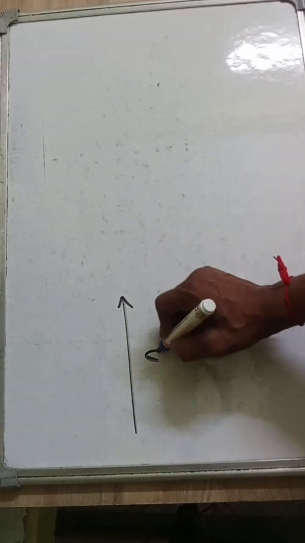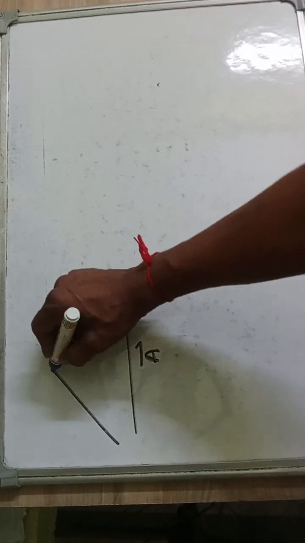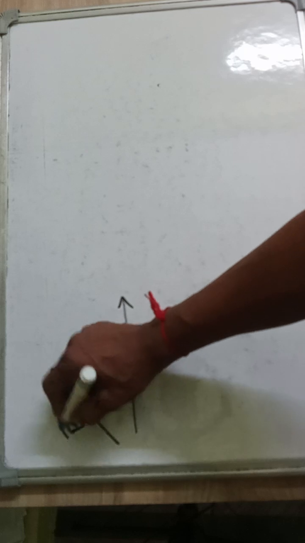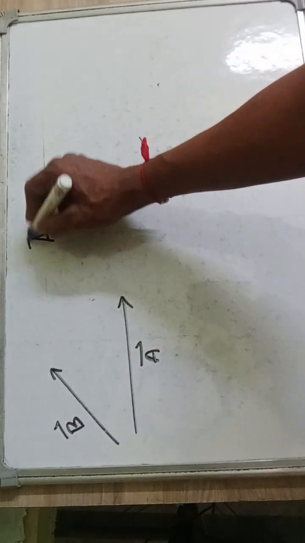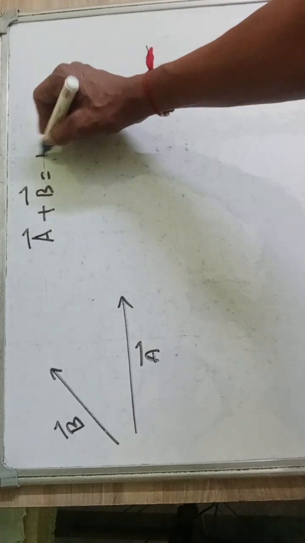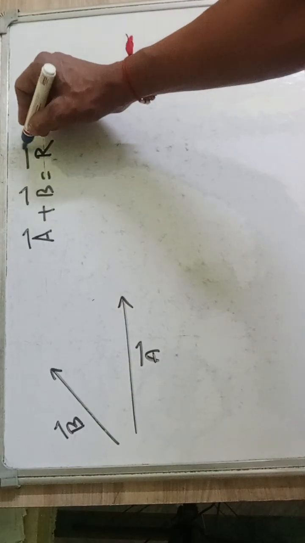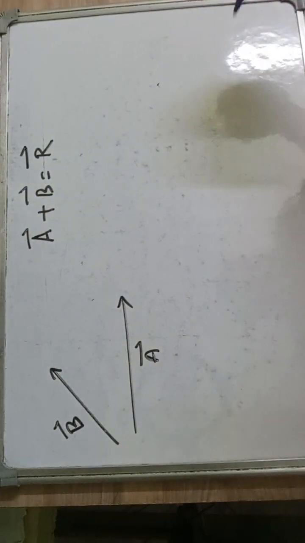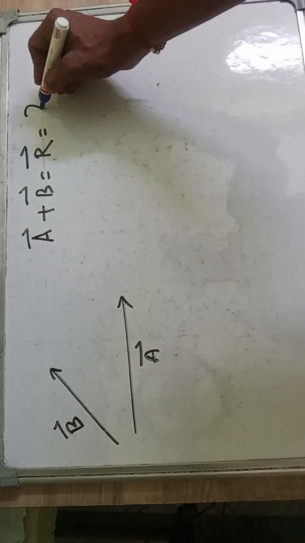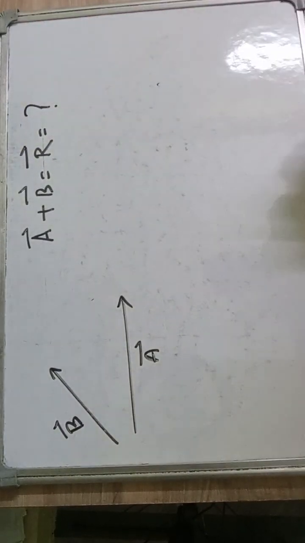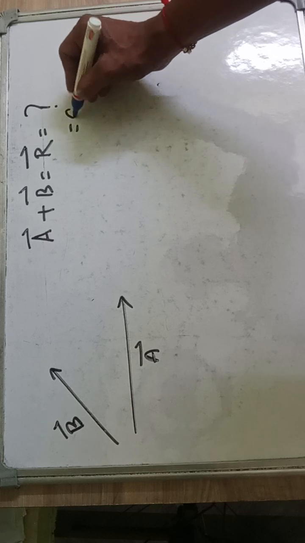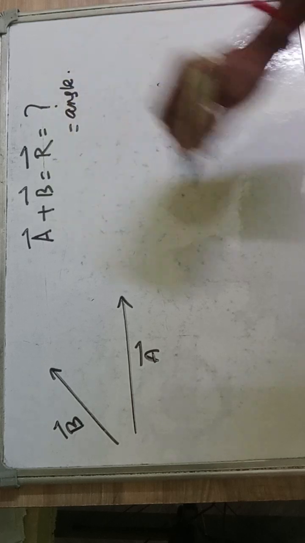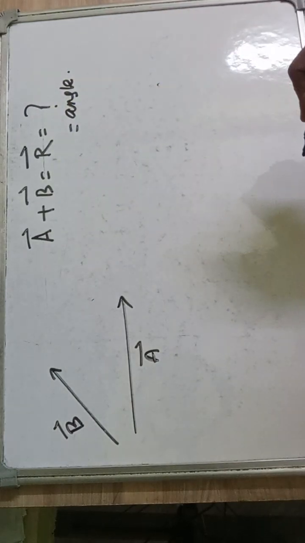Now, suppose we have two vectors, vector A and another vector is vector B. We want to add them. We want to get addition of these two vectors. Suppose their addition is resultant vector R. We want to know what is the magnitude of this resultant vector and what is the direction, or it will make angle with vector A.